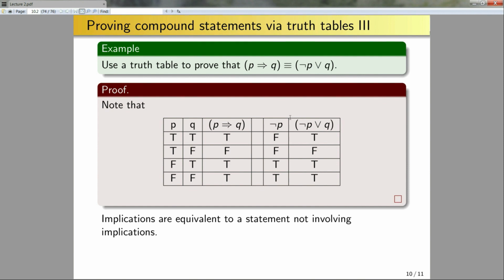So this statement is quite useful because it means that implications are equivalent to statements that do not involve implications. In particular, this can give you a new proof technique to prove implications. Instead of assuming P is true and showing that Q has to be true, you can instead prove that not P or Q is a true statement.